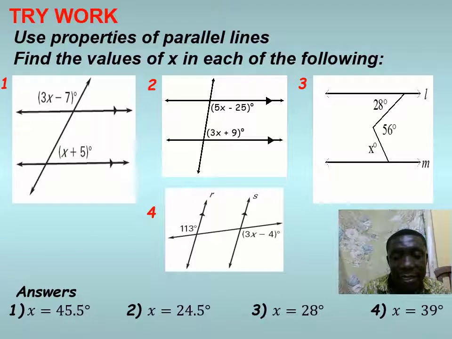These are the suggested answers. So copy them, go and solve them. When you solve them, you should get the following answers.